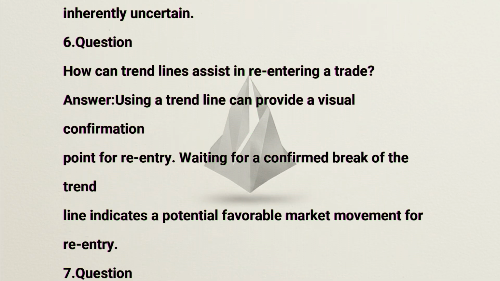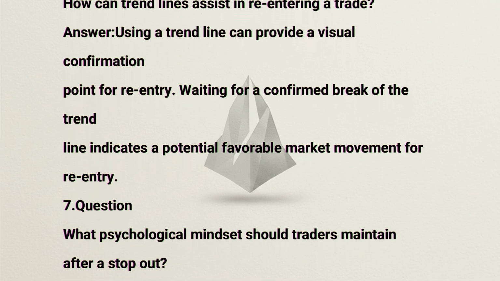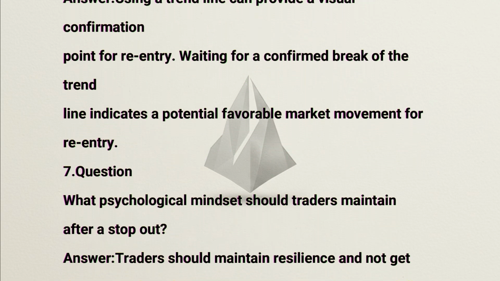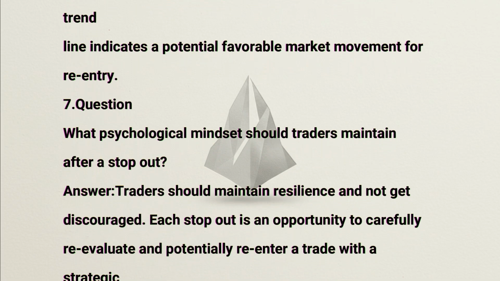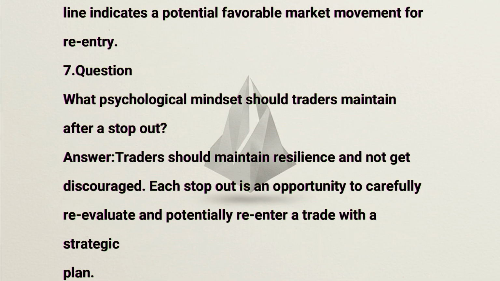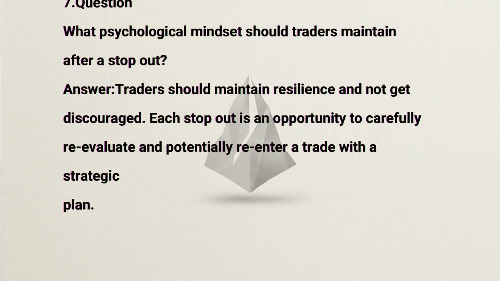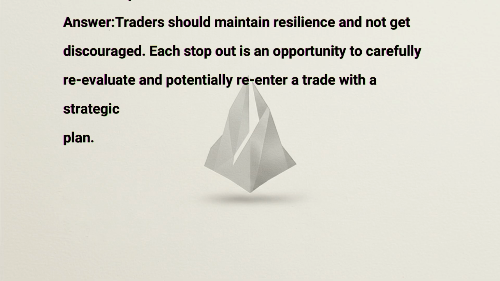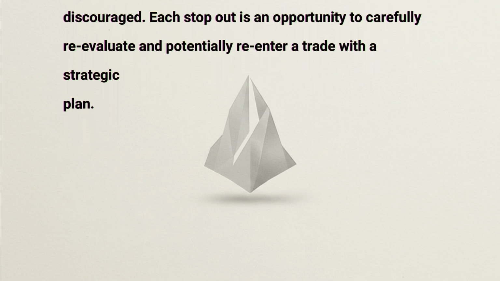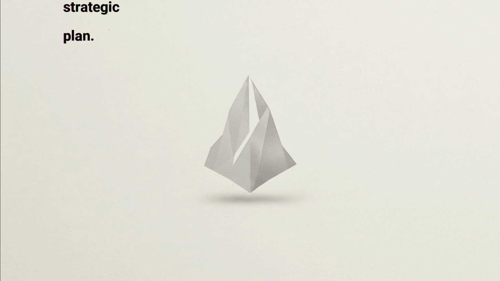6. Question: how can trend lines assist in re-entering a trade? Answer: using a trend line can provide a visual confirmation point for re-entry. Waiting for a confirmed break of the trend line indicates a potential favorable market movement for re-entry. 7. Question: what psychological mindset should traders maintain after a stop out? Answer: traders should maintain resilience and not get discouraged. Each stop out is an opportunity to carefully reevaluate and potentially re-enter a trade with a strategic plan.